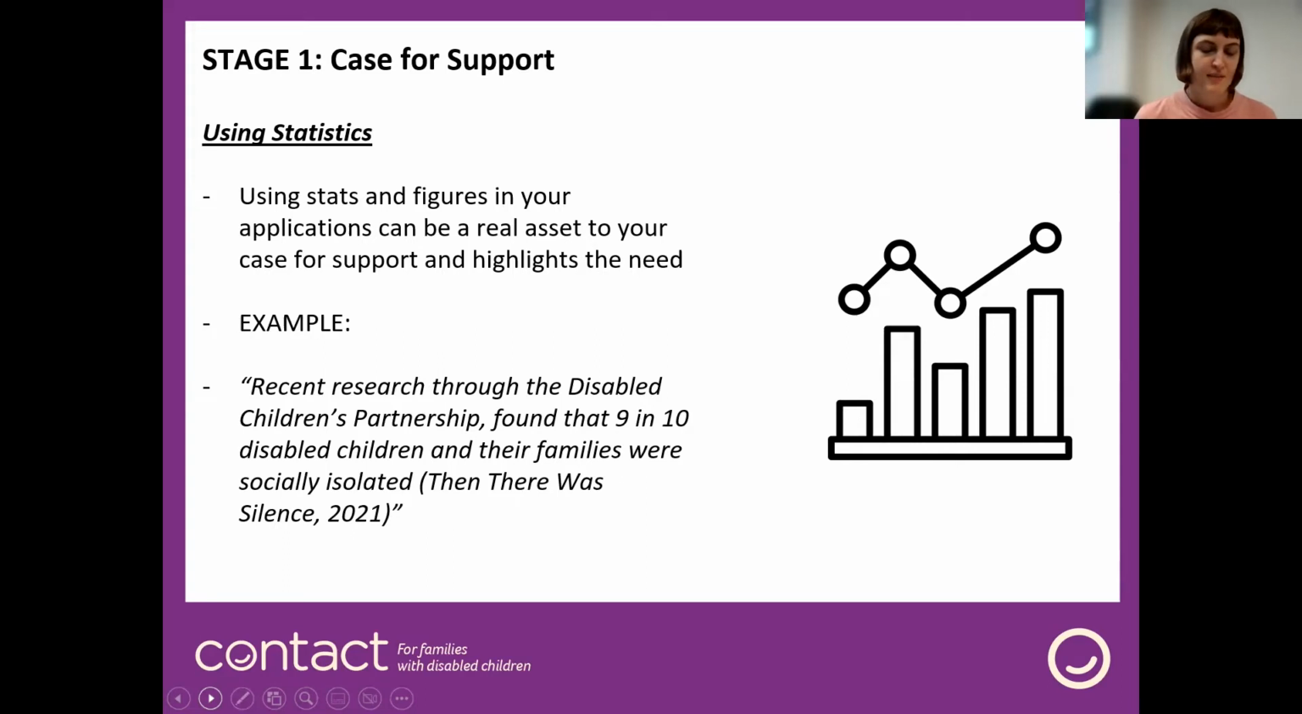Statistics that we use often come from sources such as the Disabled Children's Partnership. Yes, we will be sharing the slides afterwards. We've put a quote there from a report that we often refer to, just to show you how to refer back to the source in your case for support. Obviously, it's really important to make sure you have the name and the year so that the funder can always check that. Statistics are a way to show that your application is based on evidence, and like I say, can be verified by the funder, who will do their due diligence on your application.